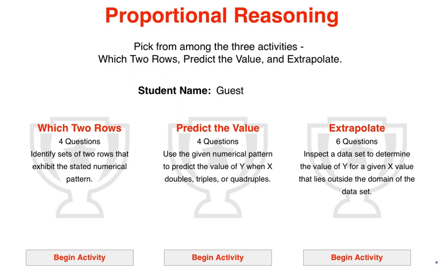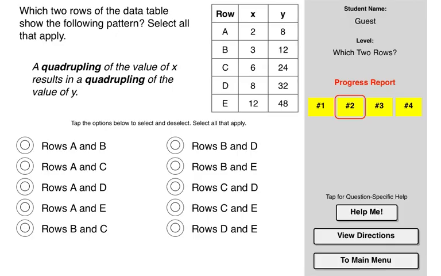So you have 3 different activities. You can do them in whatever order you want to. It doesn't matter. I'm going to show you what each of them looks like in a minute. So I'm going to start here with which 2 rows. I'm going to do that one first and click here where it says begin activity. When you click begin activity, it's going to take you to a screen that looks like this.